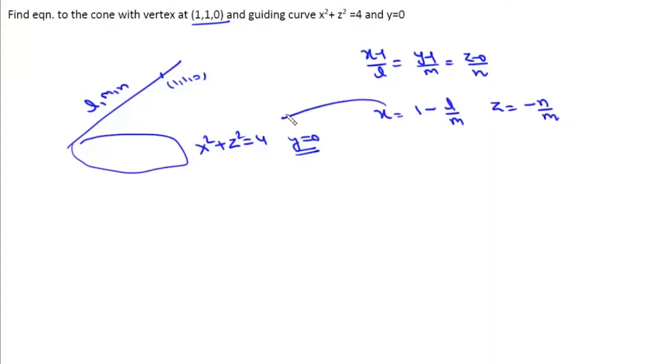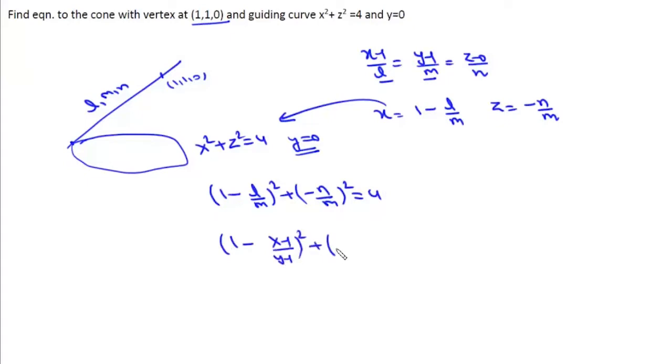Now if we put the value of x and z in this equation, because we are taking this point which lies on this generator as well as on the guiding curve, we can write this equation as (1 minus L by M) square plus (minus N by M) whole square, and it is equal to 4. Now we need to eliminate L, M and N. Now we know that L by M is (x minus 1) upon (y minus 1). So it will be (1 minus (x minus 1) upon (y minus 1)) square, and N by M is z upon (y minus 1), squared, and it will be equal to 4.